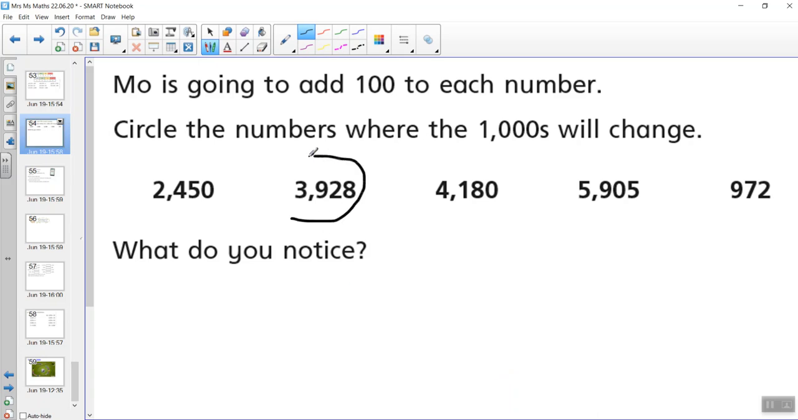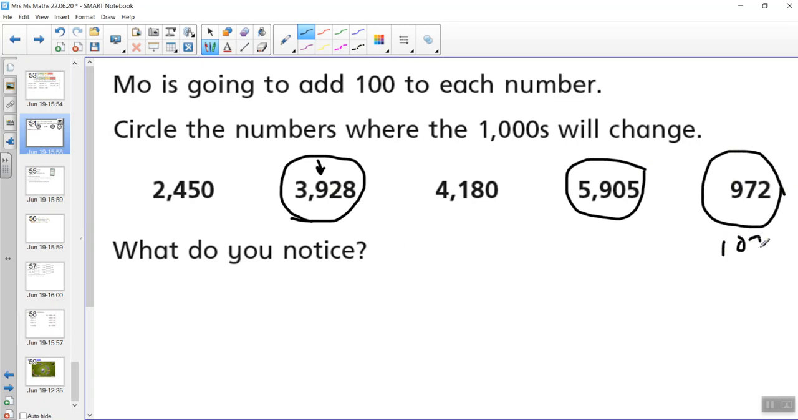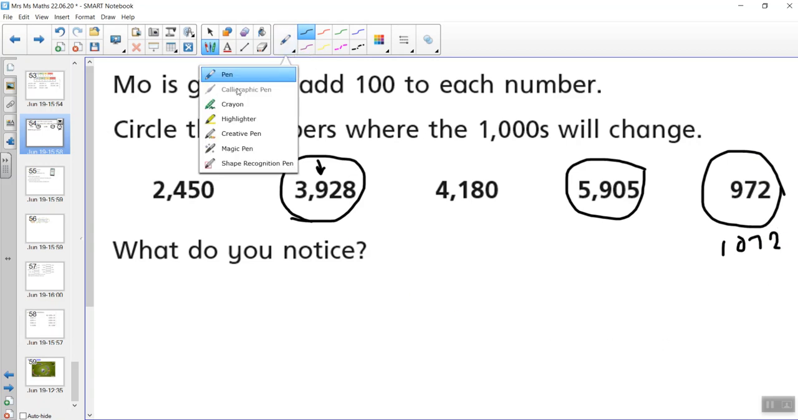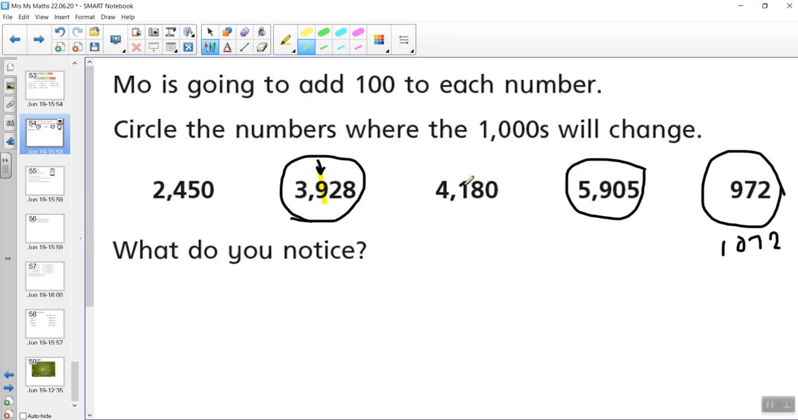Okay, this one would change. So I've got a 9 there, look. 9,900 and another more 100 makes 1,000. This one would change. 900 and one more 100 makes 1,000. And this one would change, because if I add another 100 onto there, I'm going to need my thousands place. So what you'll notice is that it's only the ones where there's a 9 in the hundreds place.